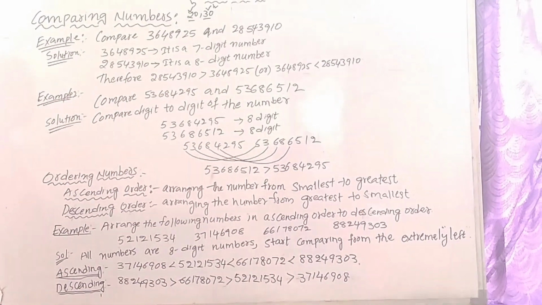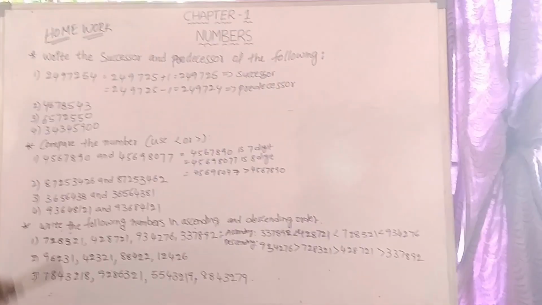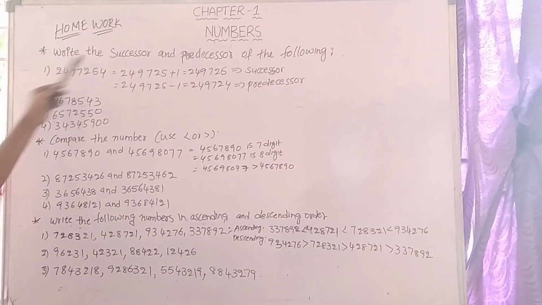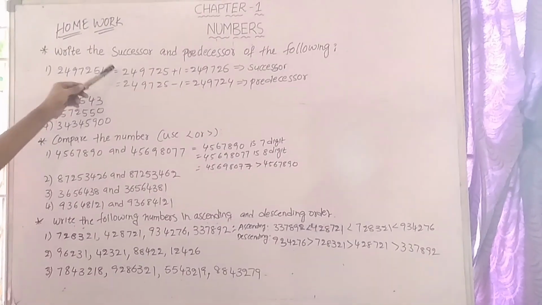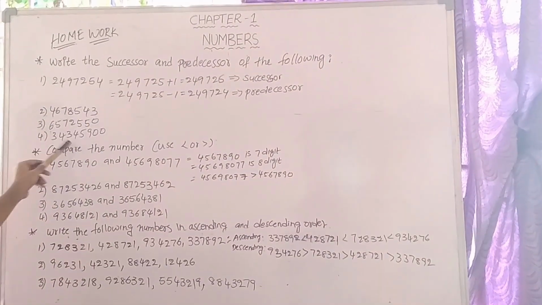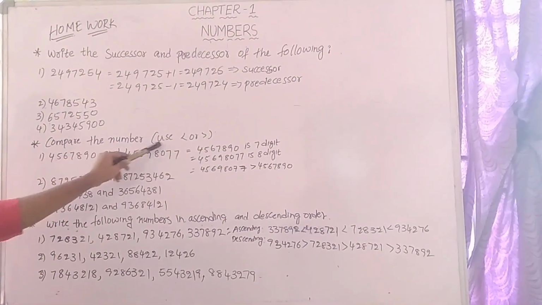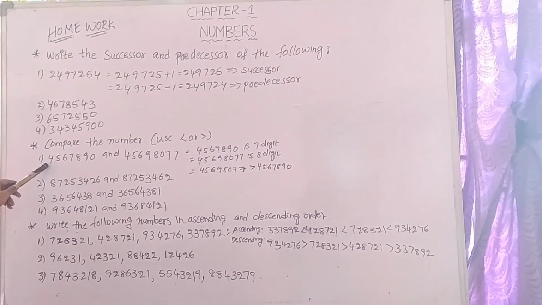Okay, children, I am giving homework. Please take homework. Write the successors and predecessors of the following. Successor means adding 1, predecessor means minus 1. Do the sums. Compare the numbers using the signs greater than and less than.